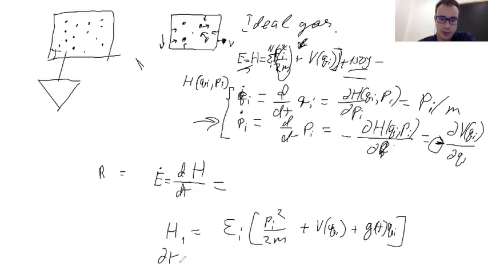Now I want Idris to calculate for me this. What is it? Partial dH. So we can say that now H is a function of qi, pi, and explicitly of t. What is the partial derivative of H with respect to time? Idris, can you calculate that?